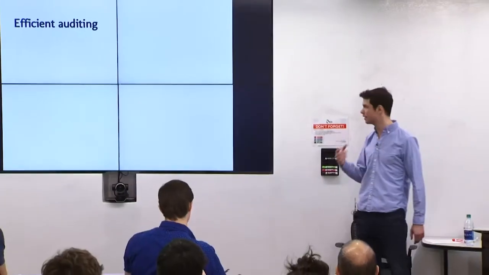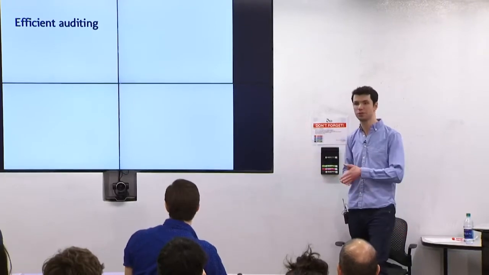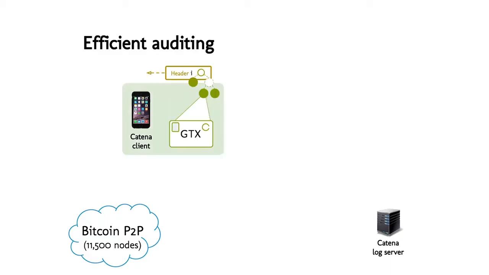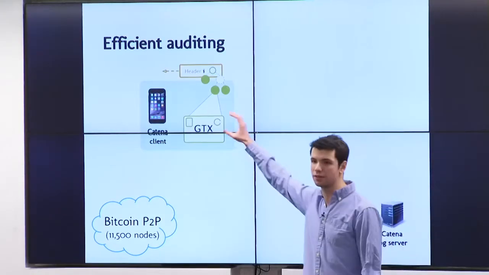So I was claiming that it's very efficient to get these statements and make sure that no equivocation happened. So let's say you have a Catena client and you're running on your phone with this client and your goal is to get that list of statements. And there's the Catena lock server over there in the back. And there's the Bitcoin peer-to-peer network, which at the moment has about 11,000 nodes. And remember I said the first thing you need is the Genesis transaction.